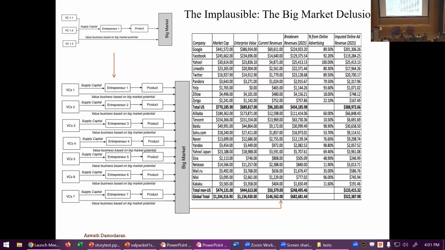If I add up the values that each of these clusters attaches to itself, what's going to be true about the sum of the values? It's going to be too high. I call this the big market delusion, and it happens every single time. I saw it in the 1980s with the PC business, in the 1990s with the .com business. Social media and online advertising, same phenomenon played out.